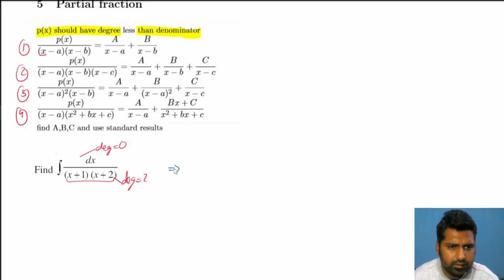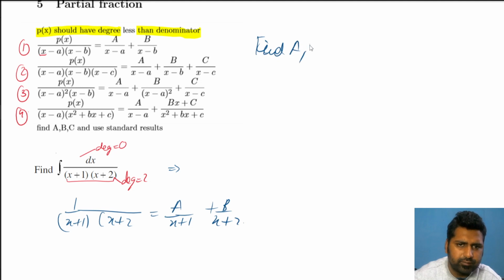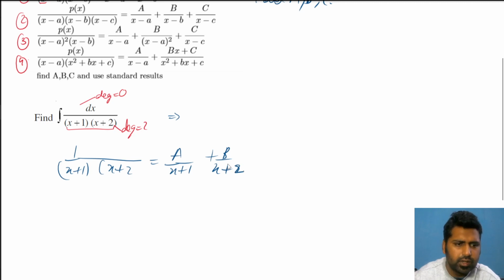Next step, I can forget about the integration part. Let's forget about this and write down 1 upon x plus 1, x plus 2. The task is to write this as a upon x plus 1 plus b upon x plus 2, and you have to find a and b. Now in order to find them, what you are supposed to do in general is create an equation, then compare left side, right side, and create 2 equations in a and b, and solve them. That's a lengthy process. Look at the short variation of it.